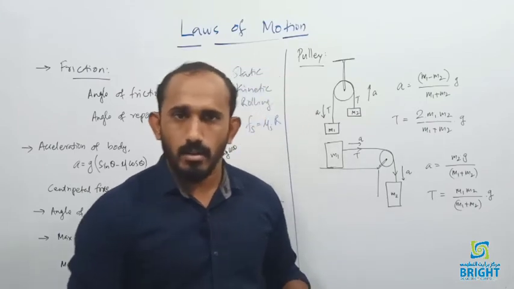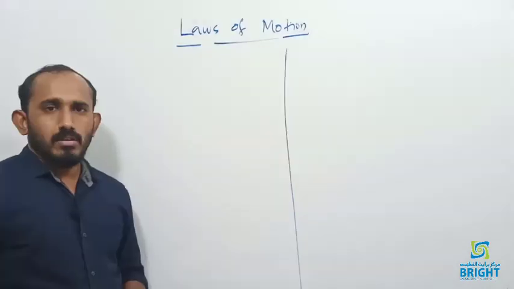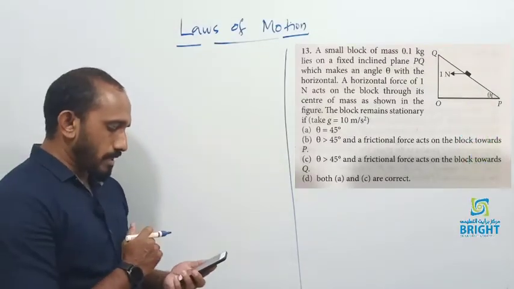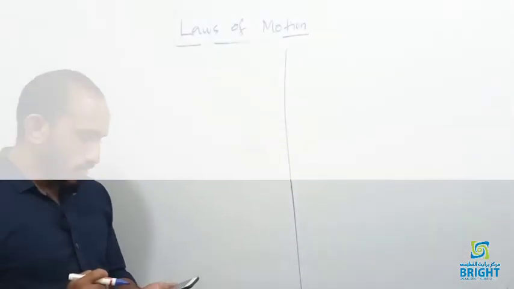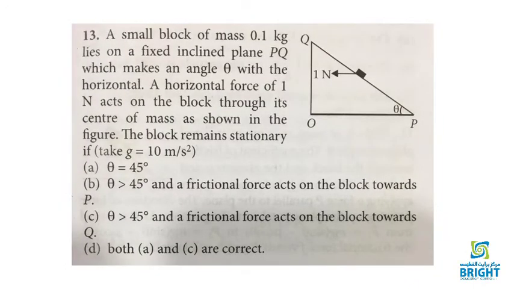Now we can check one numerical problem regarding these ideas. I hope you got that these topics are very important. A question is like this: a small block of mass 0.1 kilogram lies on a fixed inclined plane PQ, which makes an angle theta with the horizontal. A horizontal force of 1 Newton acts on the block through its center of mass as shown in the figure. The block remains stationary if, and 4 options are given. g can be taken as 10 meter per second square. Options A, B, C: theta is equal to 45 degrees, or theta is greater than 45 degrees, and friction force acts on the block towards P, and C and D like that.